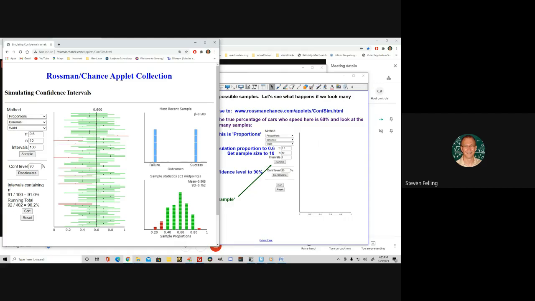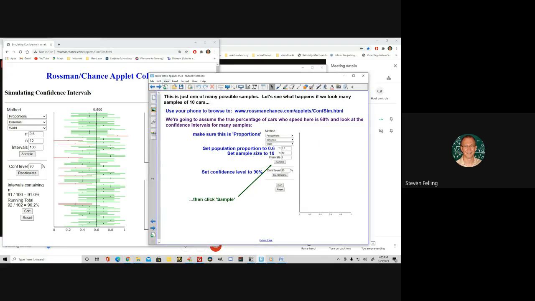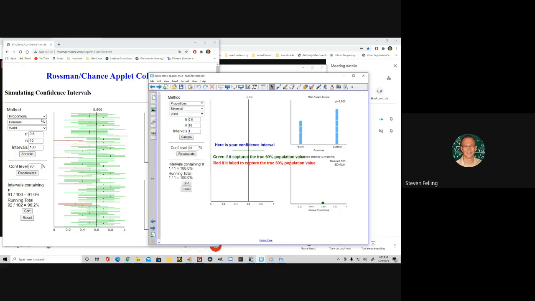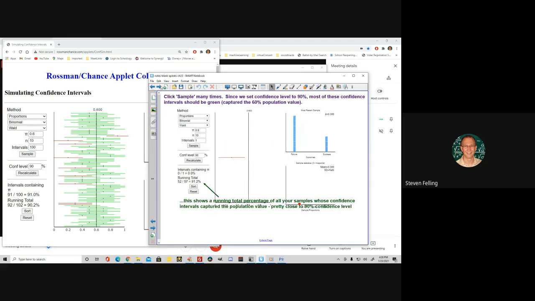This has a running total here that shows that in our simulation it's 90.2, which is very close. Okay, so what we're going to do now, instead of doing this with proportions, is go back to thinking about this as numerical values. We can use the same thing here to evaluate a numerical thing.